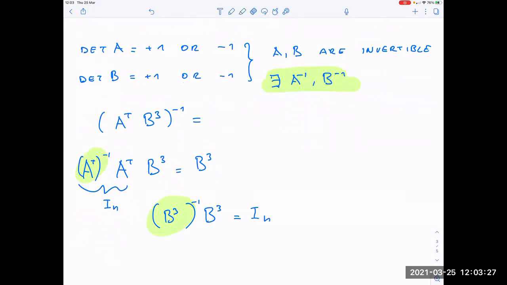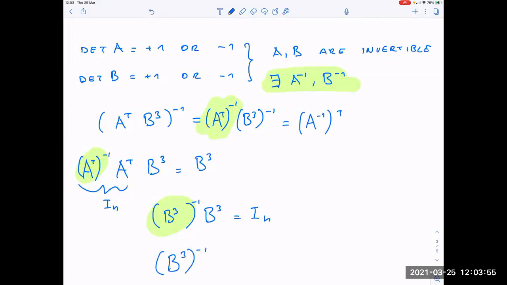So here we can write this is B cubed inverse A transpose inverse. And now we already saw together what is the inverse of the transpose. It is the transpose of the inverse. And then we have to ask ourselves, what is the inverse of B cubed?